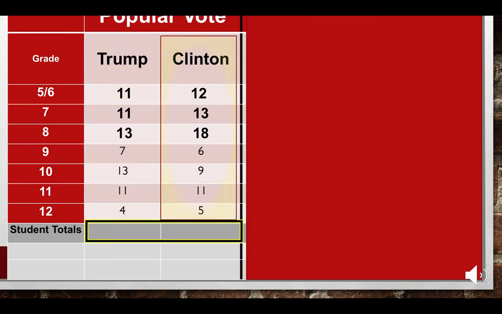And then you're going to fill in the numbers for Clinton. And you're going to total those up, and you're going to fill that in the same box there. And we're going to find out who won the popular vote in our school. Awesome. Teachers, you may press pause while students work with this.